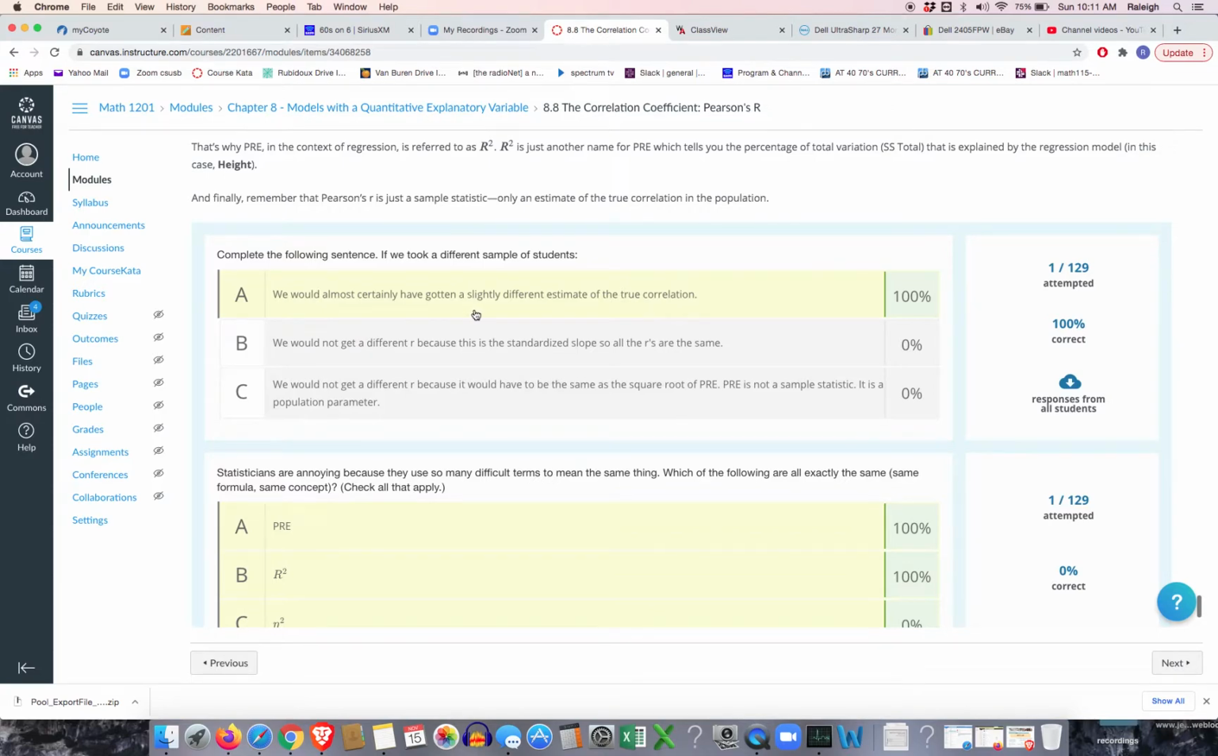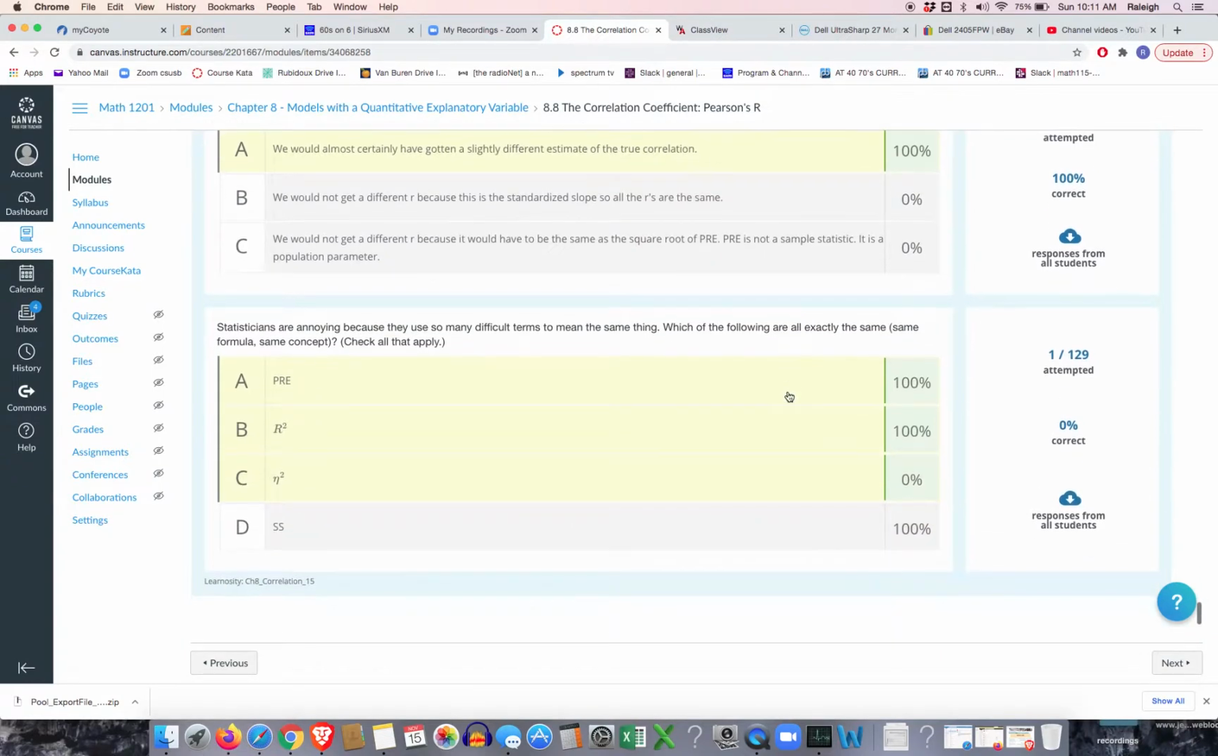I actually have the teacher mode up so you can kind of see the answer to this. Complete the following sentence. If we took a different sample of students, yes, we would almost certainly have gotten a slightly different estimate of the true correlation. Yeah, different samples yield different results nearly always. And the others are wrong. We would not get a different R because the R's are the same, no. We would not get a different R because it would have to be the same as the square root of PRE. No, not really.